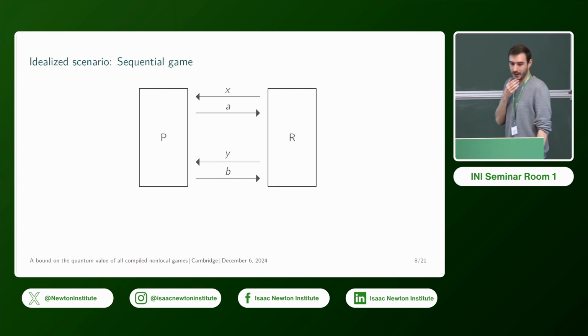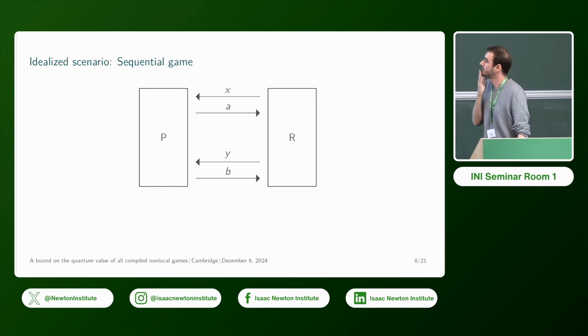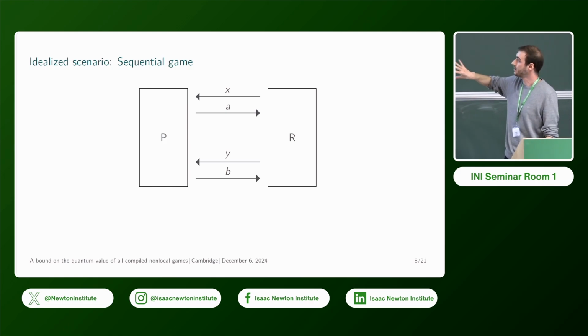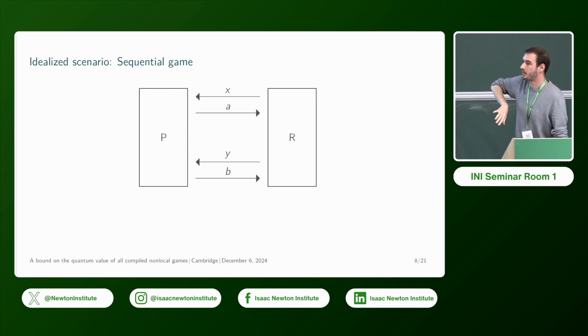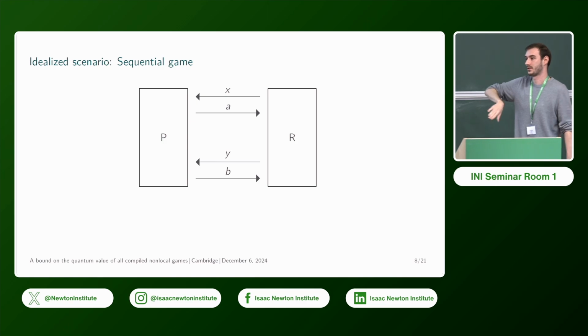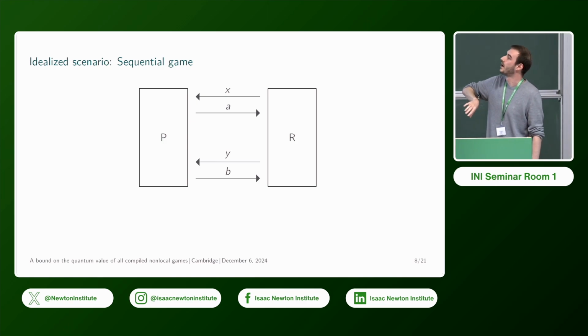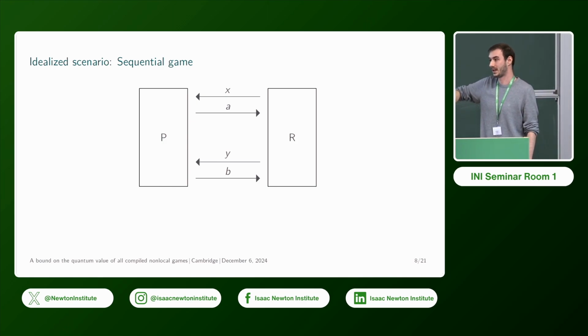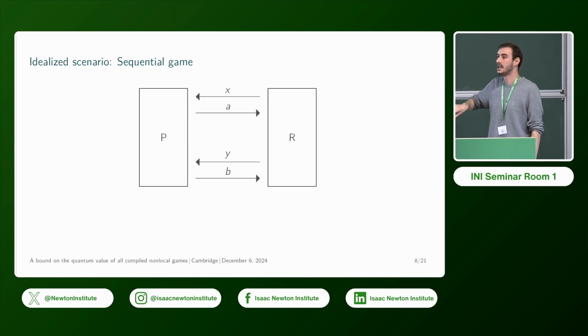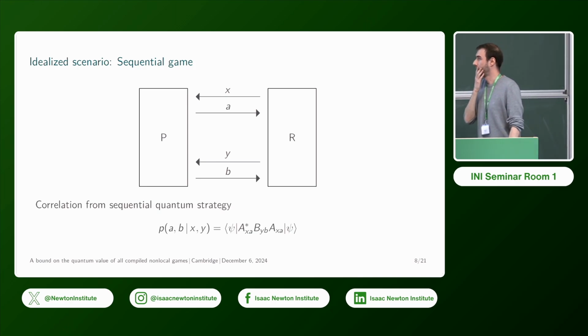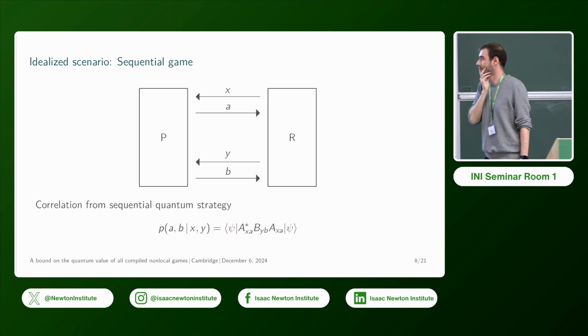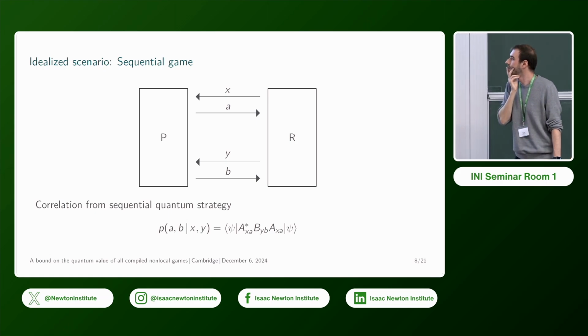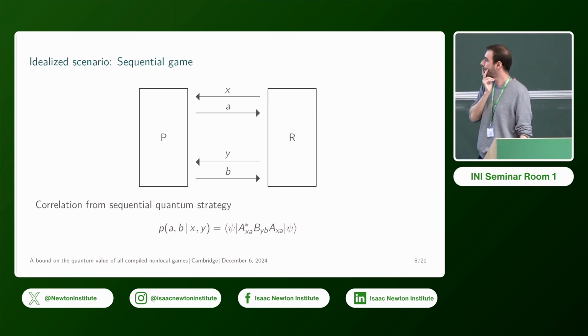Let's now look at some idealized scenario where we stay in the sequential game, but now we just impose some relations or some non-signaling conditions on the correlation we get from the strategy and see what could be something that we want. So what is a correlation in the sequential strategy?